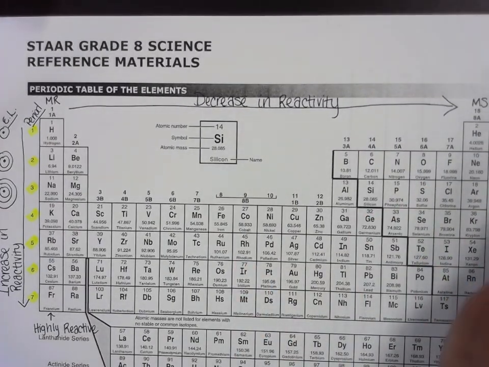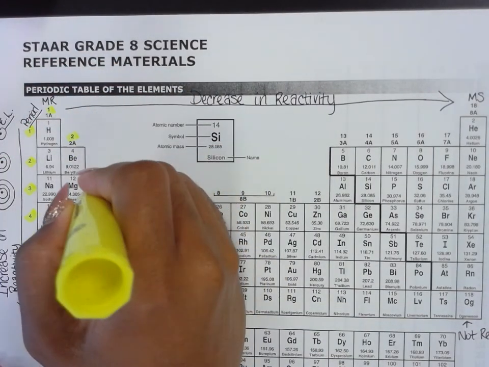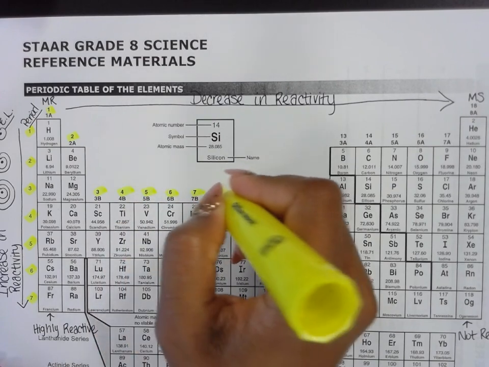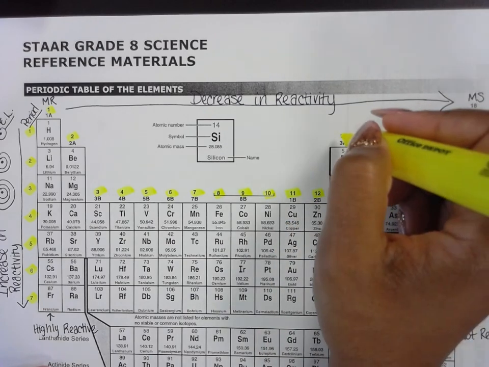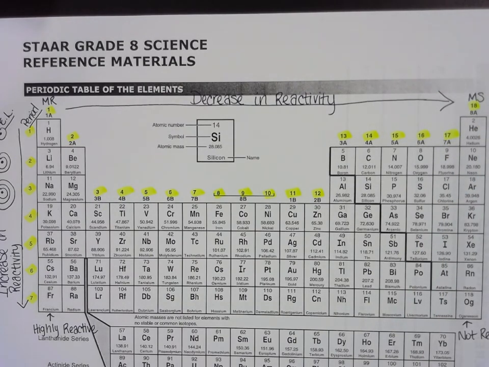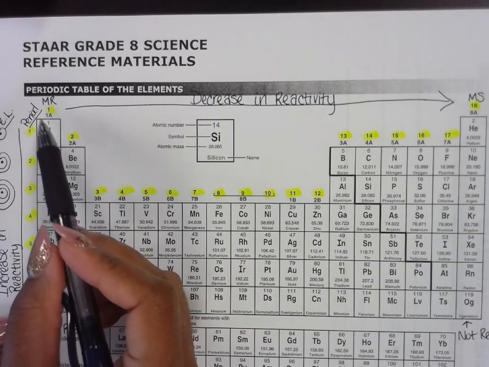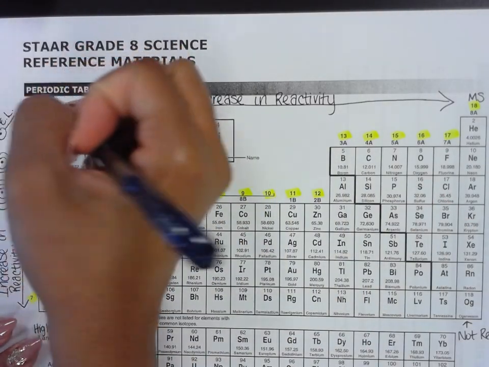Now let's talk about groups. Using my highlighter, I have group 1, 2, 3, 4, 5, 6, 7, 8, 9, 10, 11, 12, 13, 14, 15, 16, 17, and 18. These are my groups. All right.